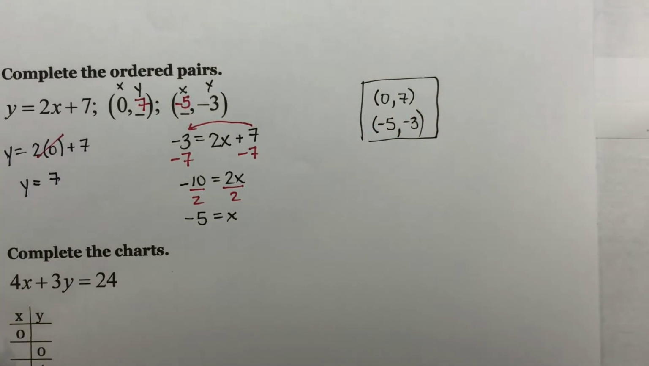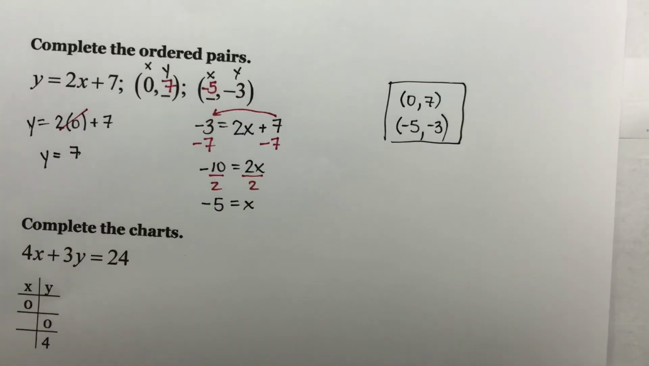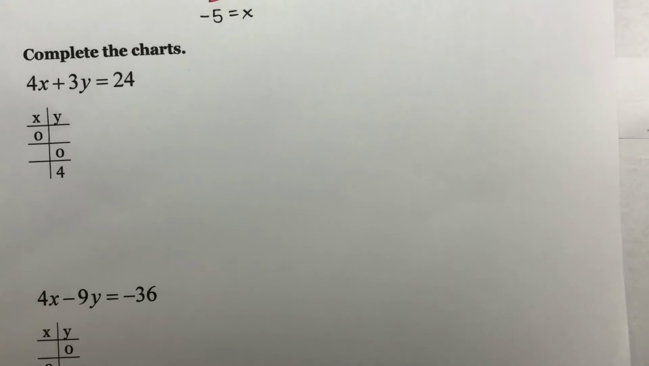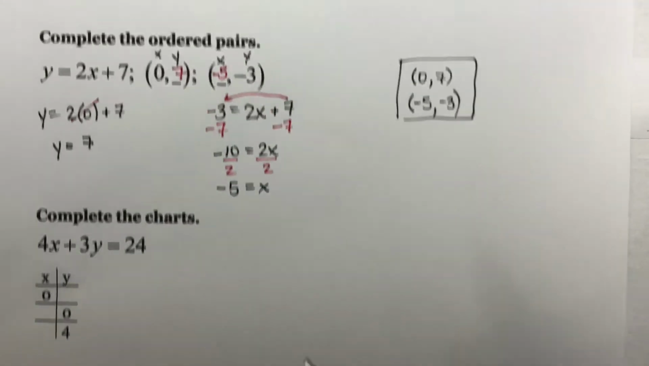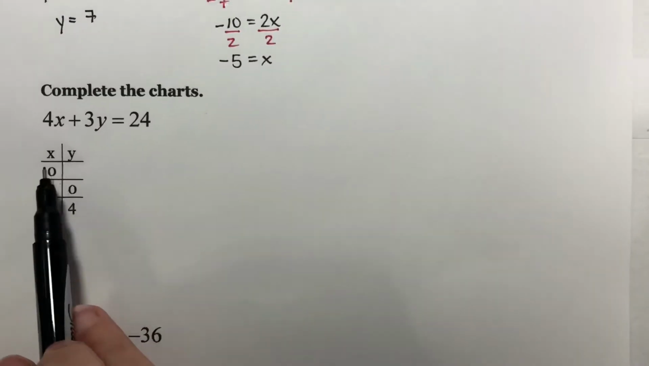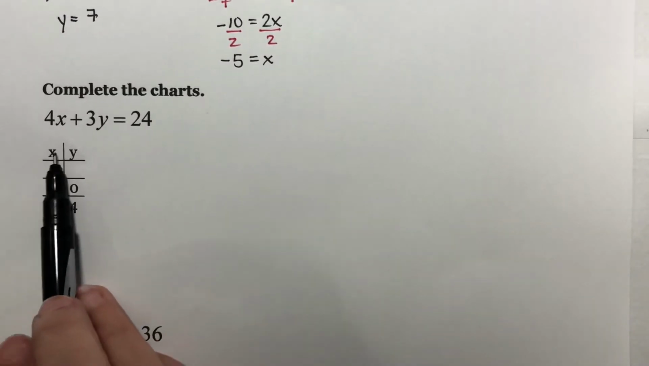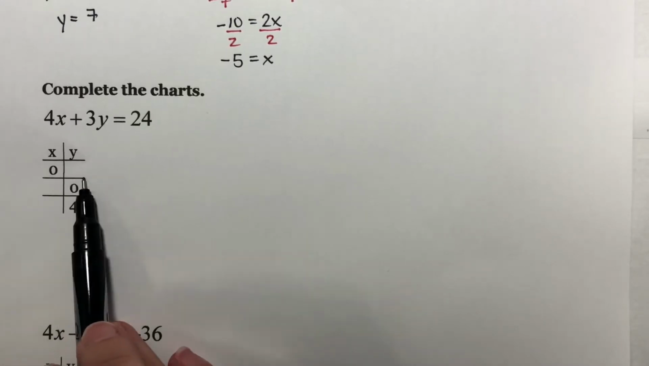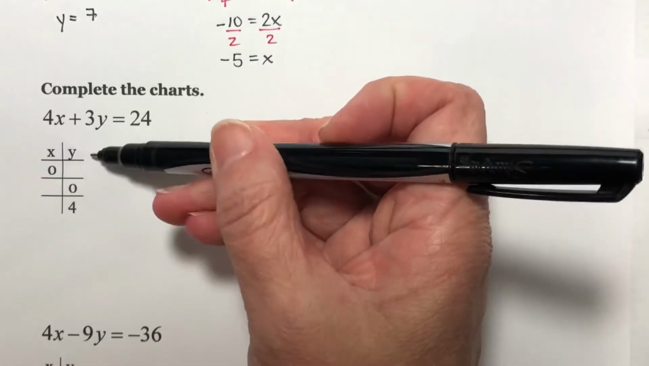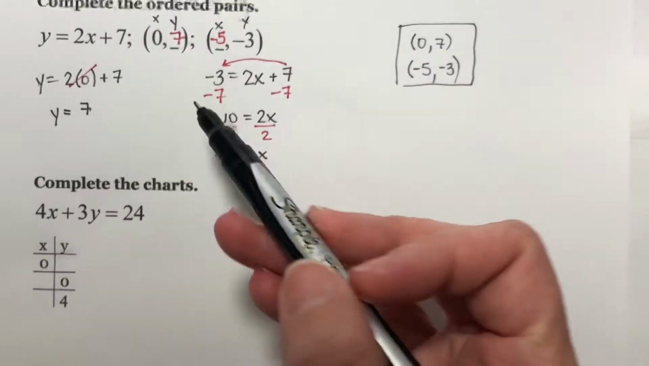Complete the ordered pairs. Okay, the next 2 problems are really the same thing. They are just written in a different format. Instead of starting off with ordered pairs, they put it in a chart form. But it's exactly the same. This is just saying you have your x value of 0, what y value goes with it. This is 3 problems. This one was 2.